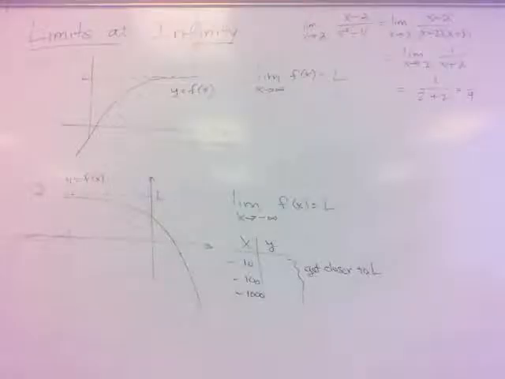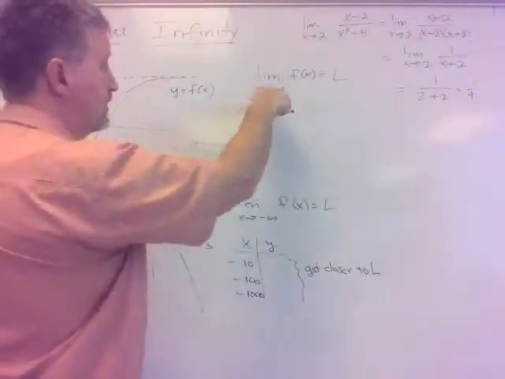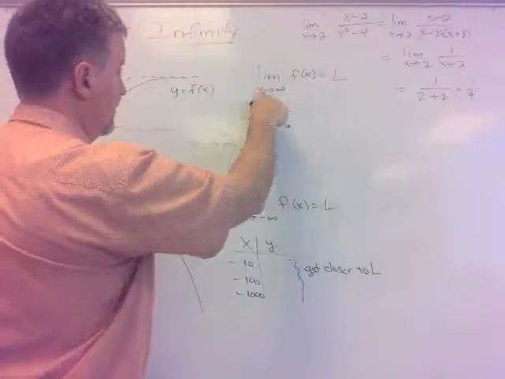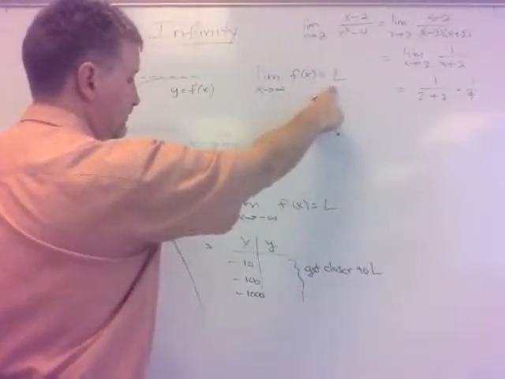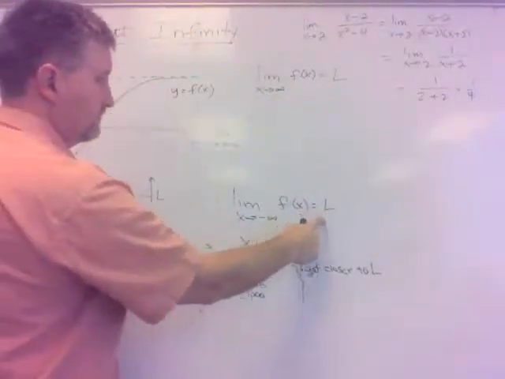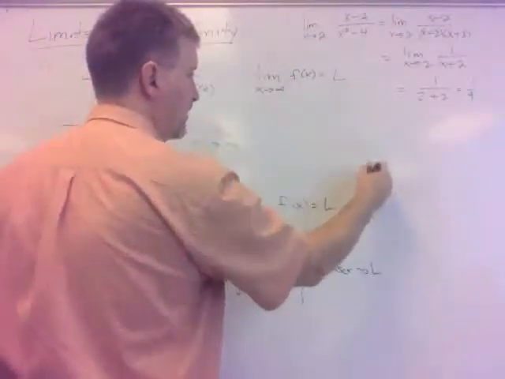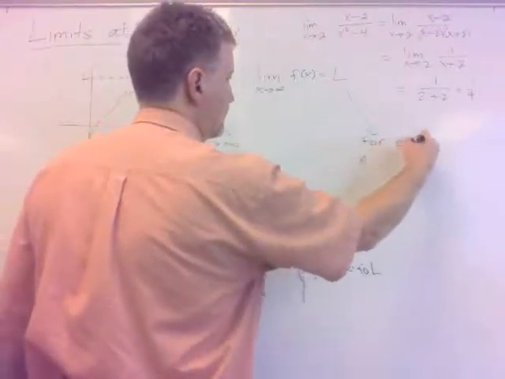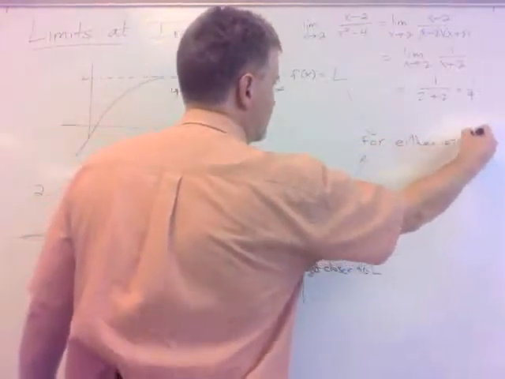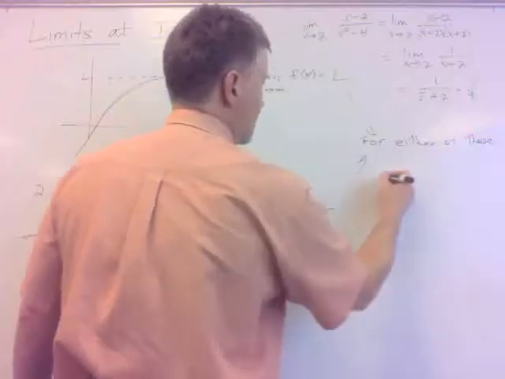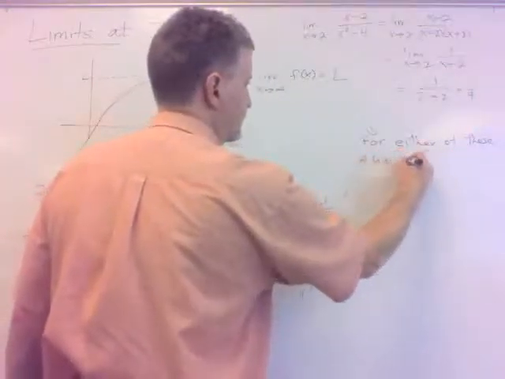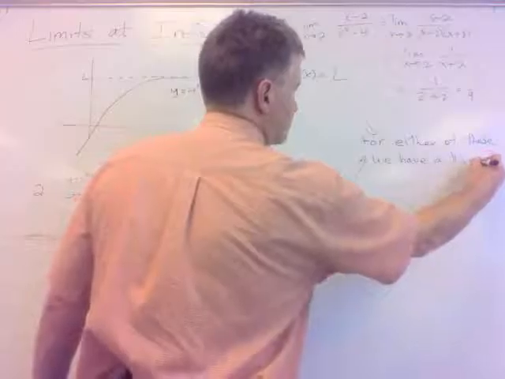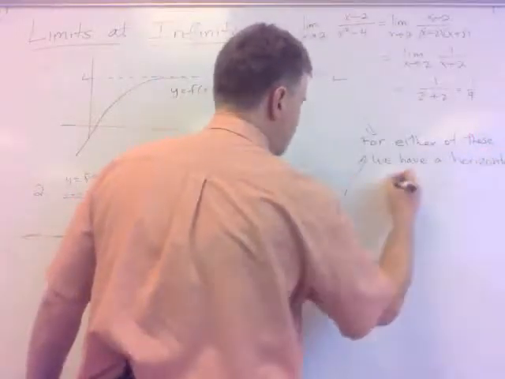All right. Now the other definition I might mention here is that if either x goes to infinity and the limit is L, or the limit as x goes to negative infinity is L, if we have either of these, then we have what's called a horizontal asymptote at y equals L.